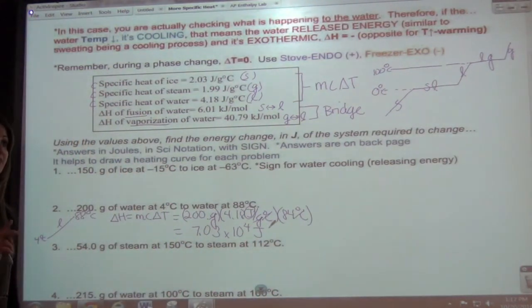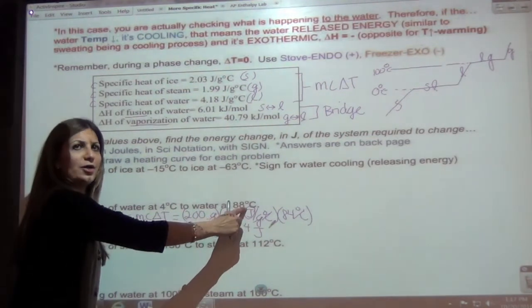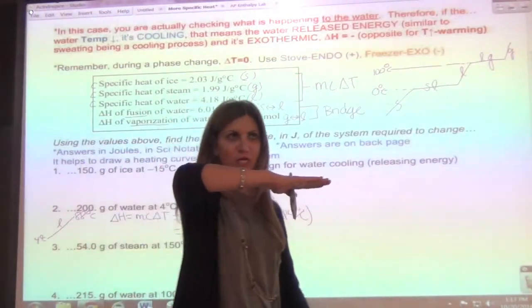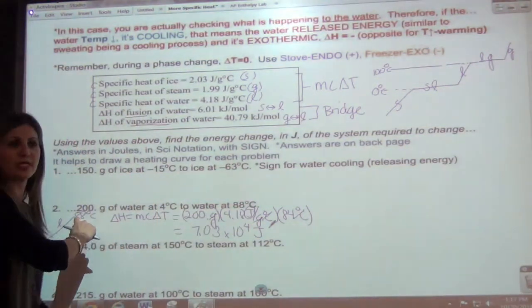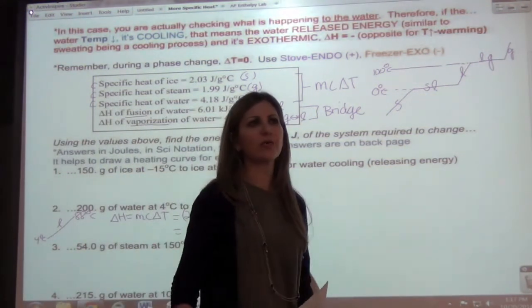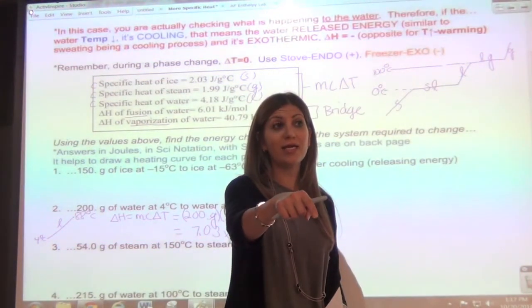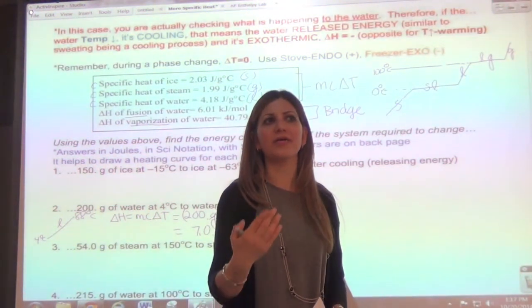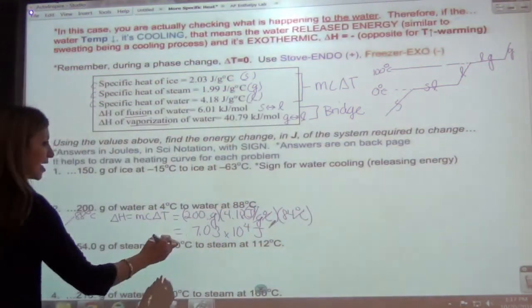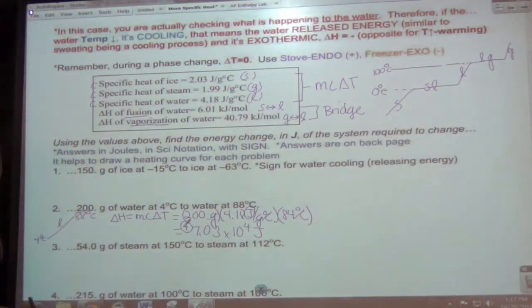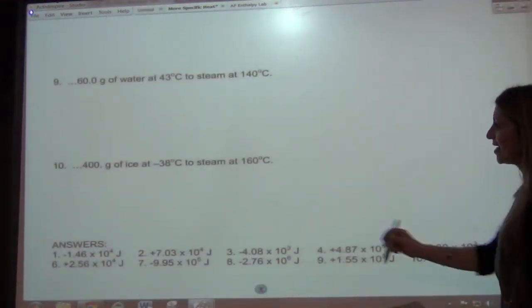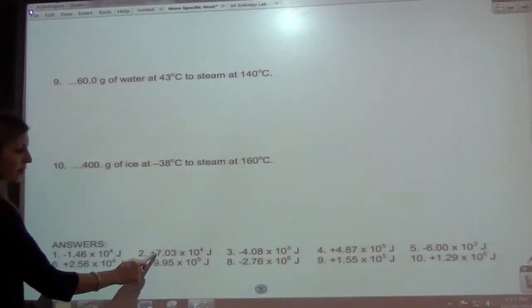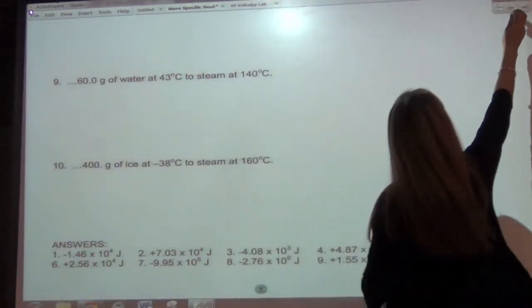Now the question is positive or negative. So in this case here, our temperature of our water was increasing. We're not going through a phase change. This is not 0 or 100, okay? So our temperature of the water was increasing. How can the water's temperature increase? What do you have to do? You have to supply heat. Perfect. Which means that the water is absorbing it. So this sign would be positive. Awesome. Okay? And then you just want to check on the back to make sure that you got the answer right. And I did arrange it now, so it's going 1, 2, 3, 4, 5. So number 2 is a positive 7.03 times 10 to the 4th.